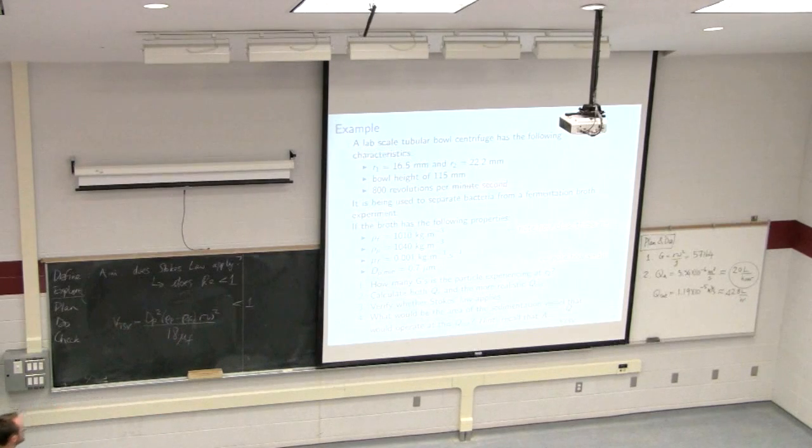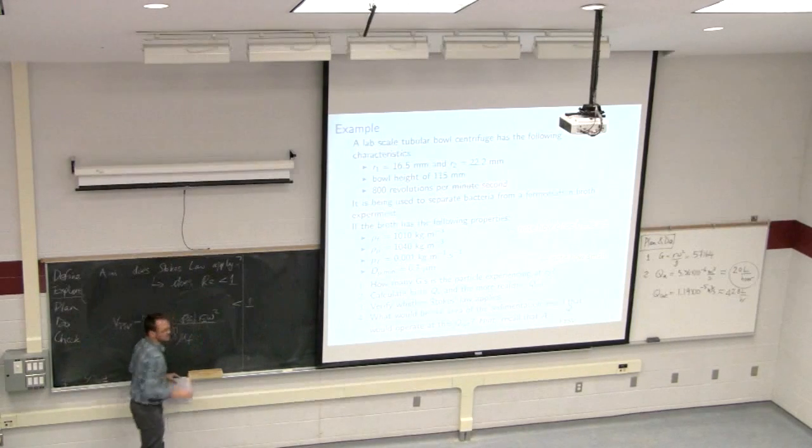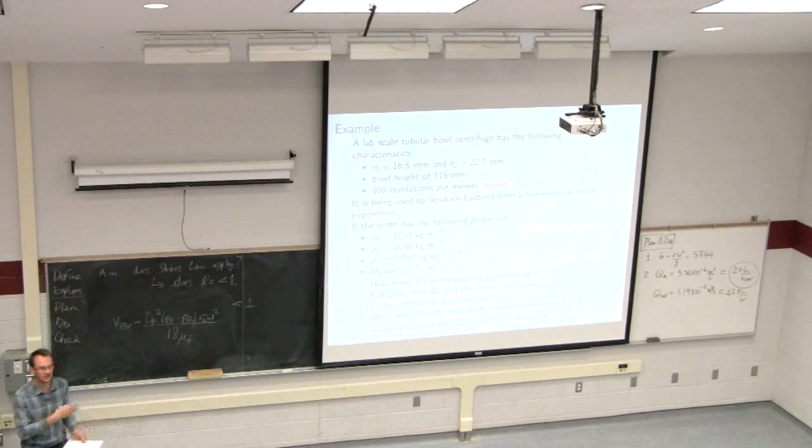If we're going to verify whether Stokes' law applies, should we use R1 or R2? You want to use the worst possible case. Where is that particle going the fastest? It's at R2. So we should verify Stokes' law at R2. If it holds at R2, it certainly holds at R1. So that's an important point there.